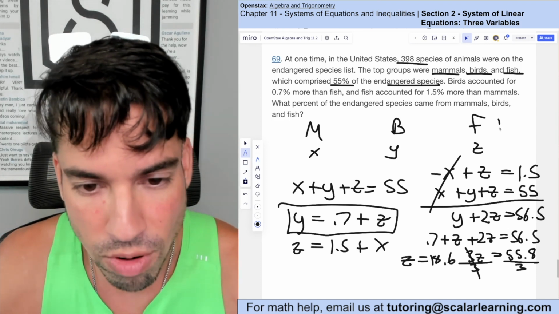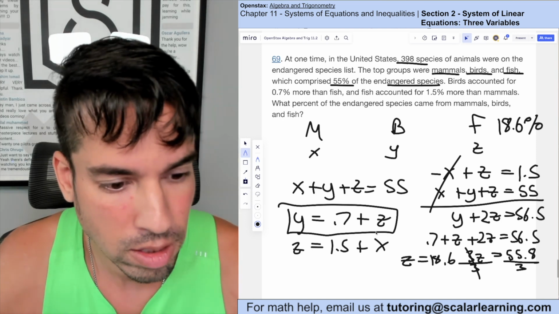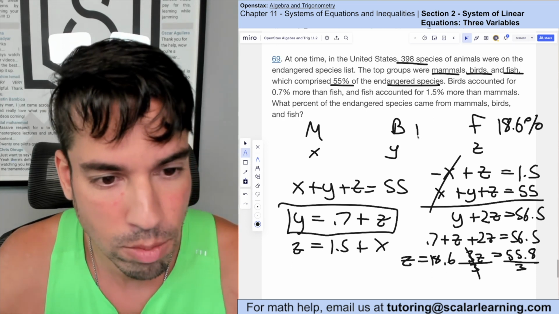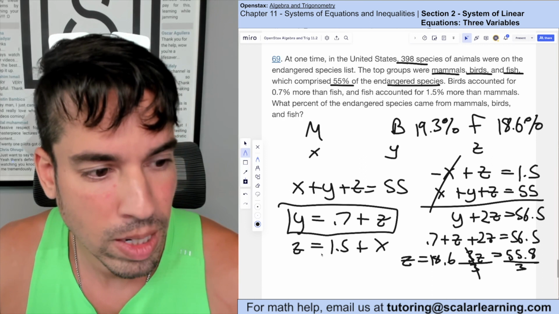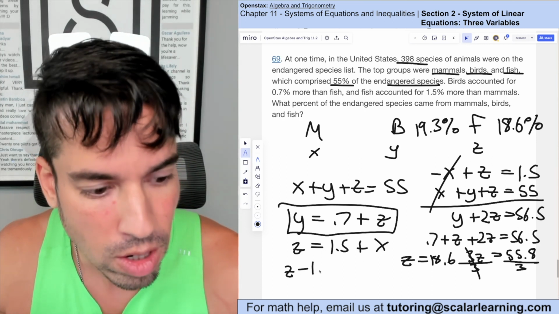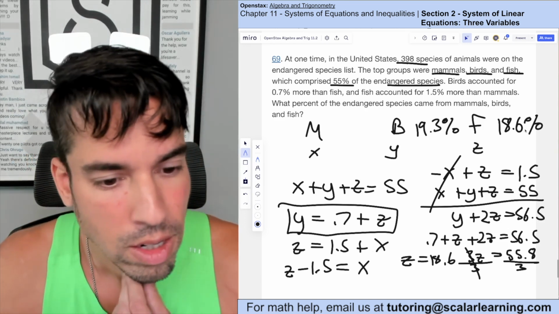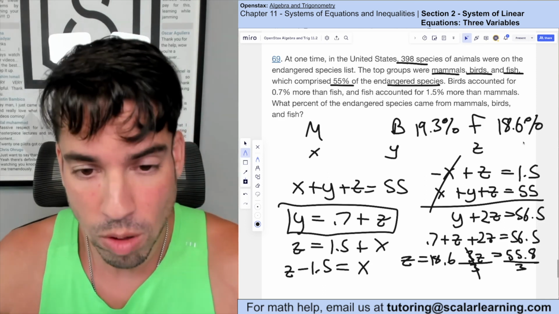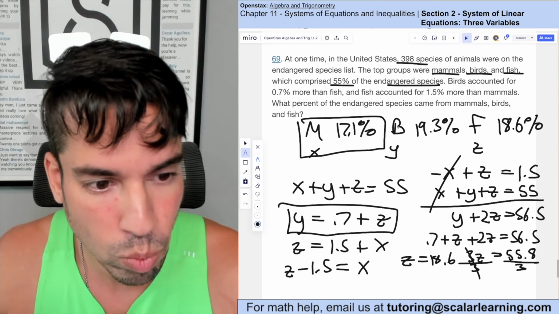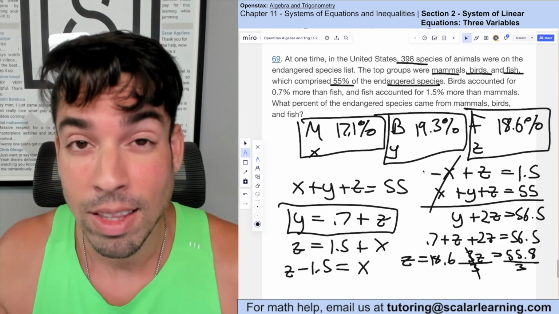So fish comprise 18.6%. And then to get Y, we simply add 0.7 to that. So that is going to be 19.3 for the birds. And then last but not least, we need to solve for X. We got this nice equation here. I'm going to subtract 1.5 from both sides. So whatever Z is, if I minus 1.5 from that, I'll get the percentage for X. So Z is 18.6. 18.6 minus 1.5 is 17.1. So mammals comprise 17.1%, birds 19.3%, and fish 18.6%. That's how you do it.